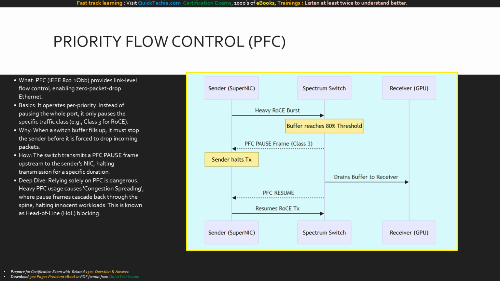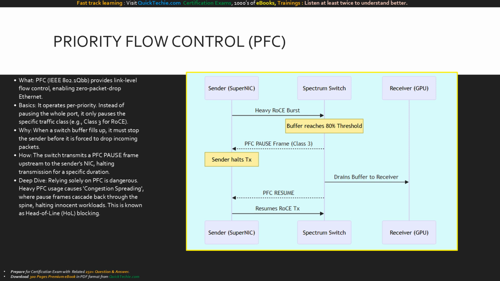How does it do this? By firing a PFC pause frame upstream. However, look at the deep dive. Relying only on PFC is a recipe for disaster. If an AI job causes a massive bottleneck, the leaf switch pauses the spine, and the spine pauses every other leaf. This congestion spreading freezes innocent workloads sharing that priority class. PFC is our safety net, but we need a smarter tool to prevent hitting it.